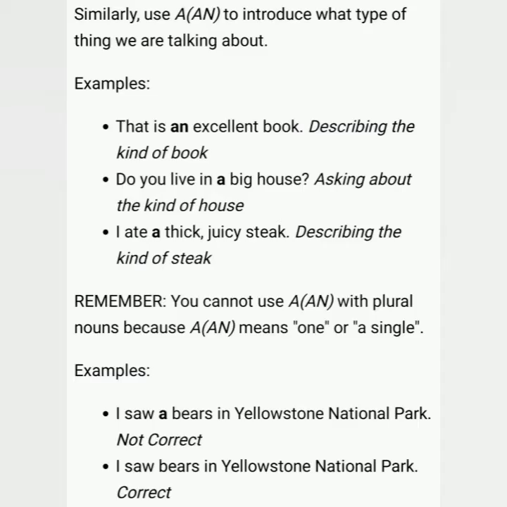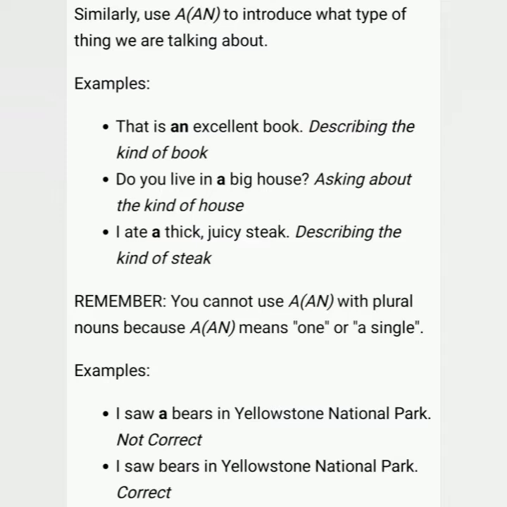Next, similarly, we use a or an to introduce what type of thing we are talking about. Example: "That is an excellent book." Here, an excellent describes the kind of book. "Do you live in a big house?" Asking about the kind of house. So here, a big house. "I ate a thick juicy steak." Here, describing the kind of steak, that is, a thick.